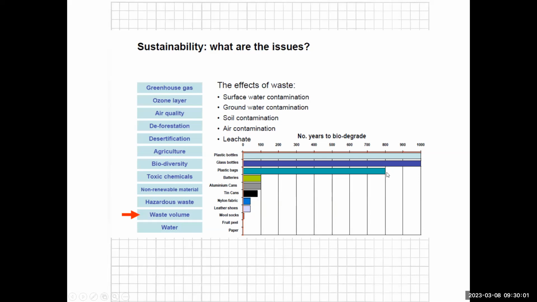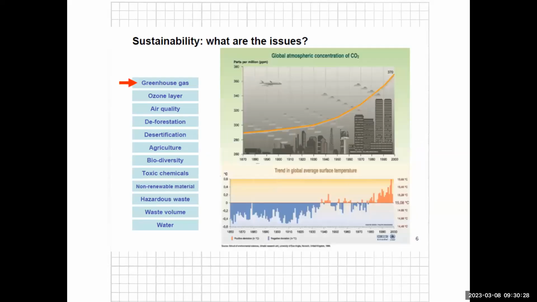Plastic bags, a little thinner. They do break down faster, 800 years. Batteries, aluminum cans, tin cans, nylon fabric, biodegrades pretty good. Leather shoes, biodegrades, 50 years type of thing. Wool socks, almost can't read it. And fruit peel, can't read it. And paper, can't read it. So clearly some things biodegrade much better than other things, right? Things to think about.